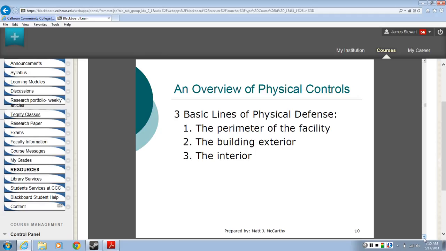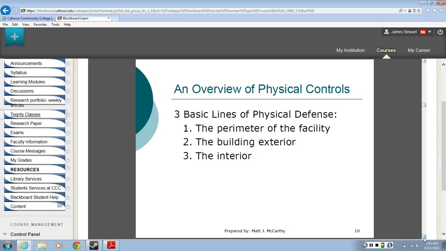So there's three basic lines of physical defense for a facility: the perimeter, the building exterior, and the interior. And so you have to get through the perimeter first. Now, in some places that's not too bad, like here at Calhoun. You simply just drive into the parking lot. If we are closed, we can close the gates and we can keep you out of the parking lot. However, you could probably drive across the grass and still get on campus. It's not a very secure facility. Not like Redstone Arsenal, where you have to go through a gate and have your ID checked before you can even get into the perimeter of the facility.